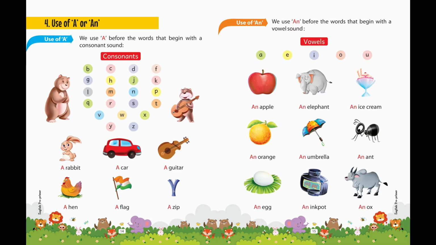Use of A and AN. We use A before words that start with a consonant sound, like a rabbit, a car, a hen. We use AN before words that begin with a vowel sound, like an apple, an elephant, an orange. Let's say it together. A guitar, an umbrella, a flag, an ink pot.